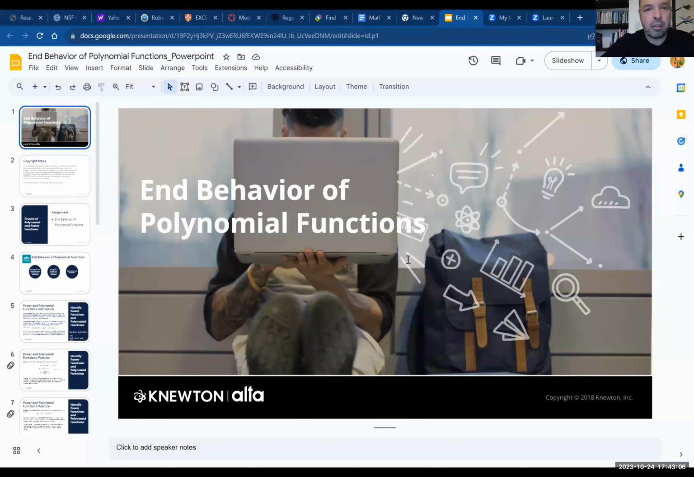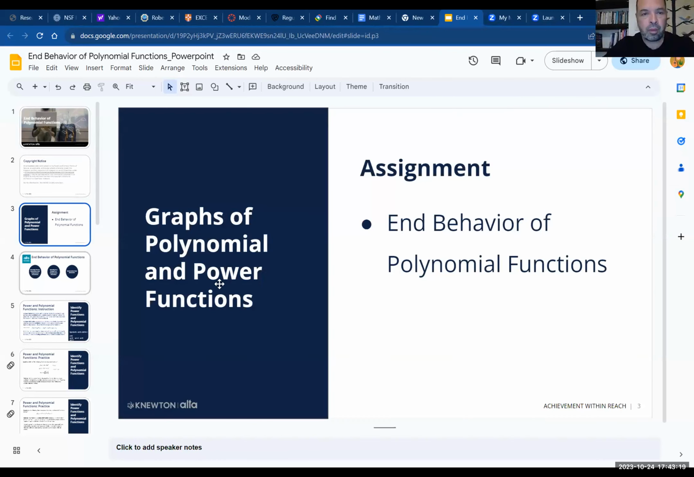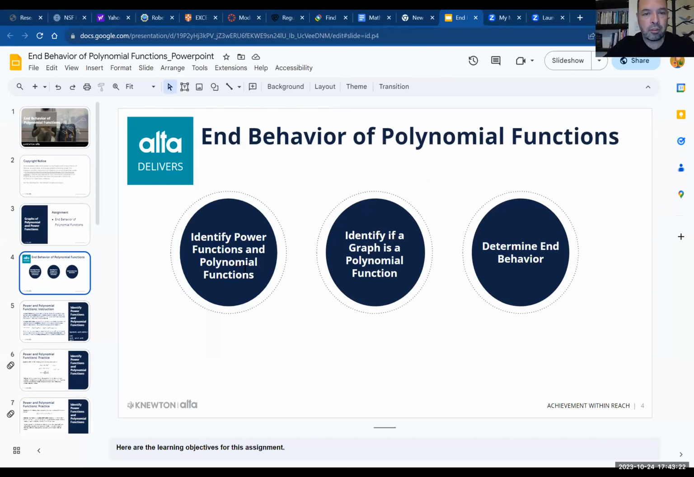Okay, so this is the lesson that we're going to cover today in a number of videos, and it's called End Behavior of Polynomial Functions. We're going to identify power functions and polynomial functions, identify if a graph is a polynomial function, and really determine that behavior. That's really the key objective.